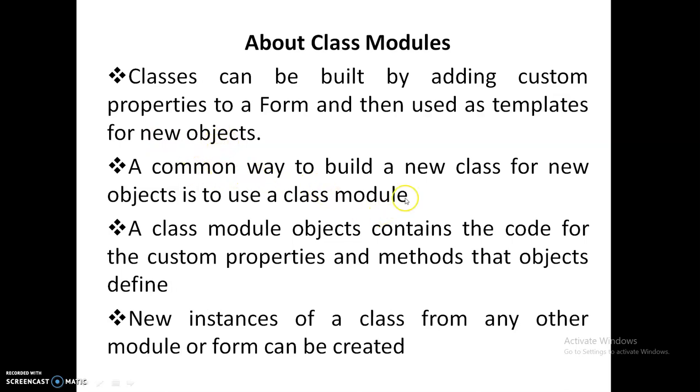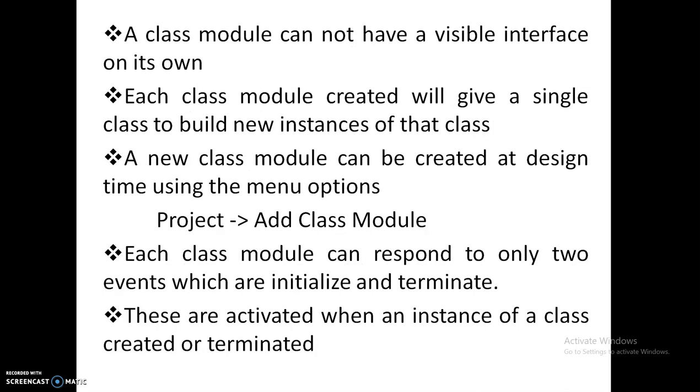A common way to build a new class for new objects is to use a class module. Class module objects contain the code for the custom properties and methods that objects define. New instances of a class from any other module or form can be created.